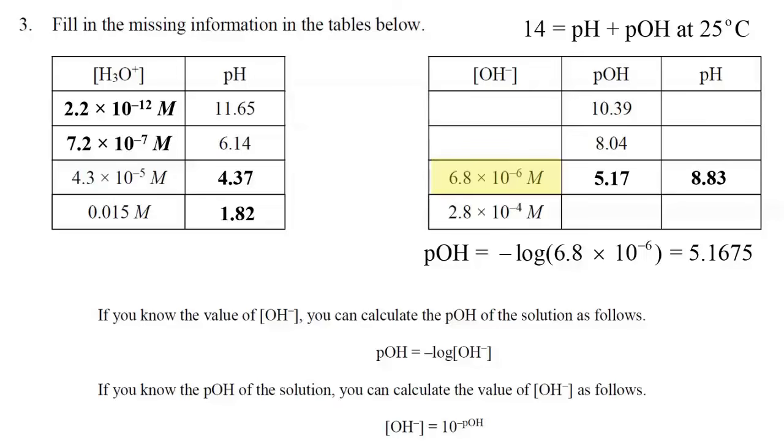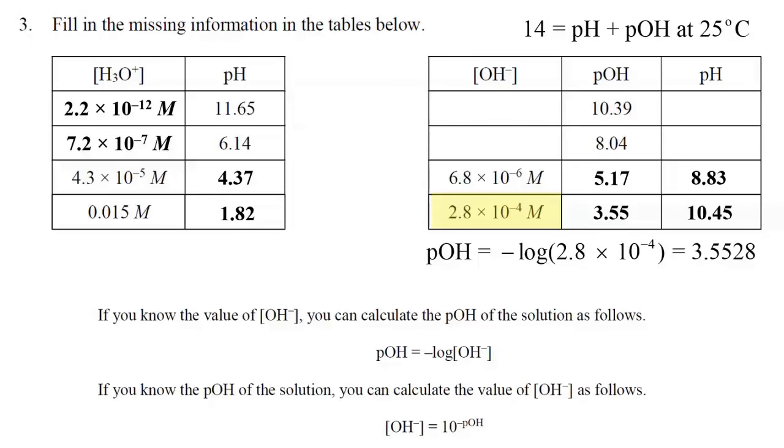The next concentration of hydroxide that I see in the table is 2.8 times 10 to the negative 4 moles per liter. I'll take the negative log of that number, and I get 3.5528. I'm trying to get 2 significant digits in my pOH. That's going to be 3.55. And then the pH would be 14 minus 3.55, which equals 10.45. Now, we've gone from concentration of hydroxide to pOH. Let's go in the other direction.